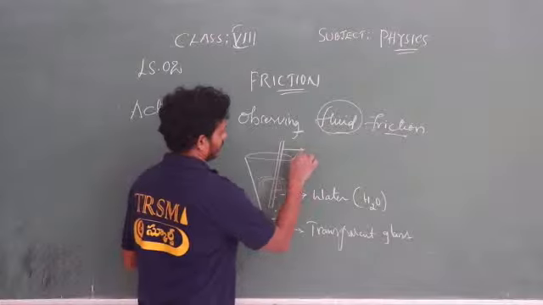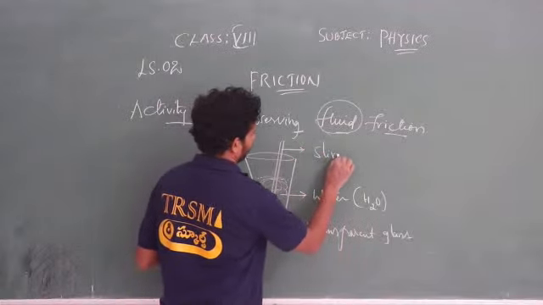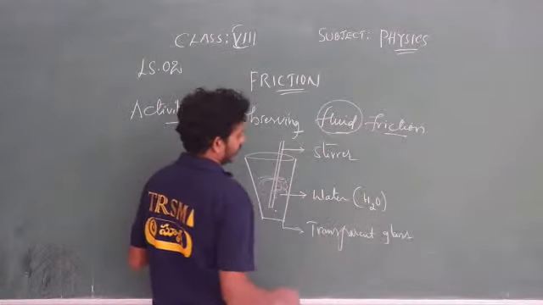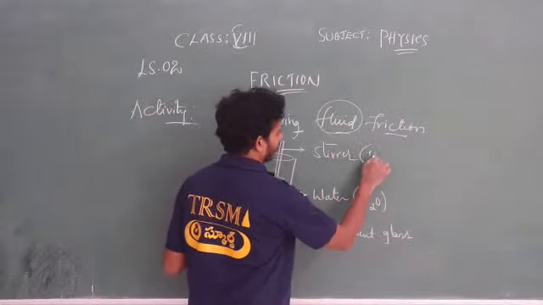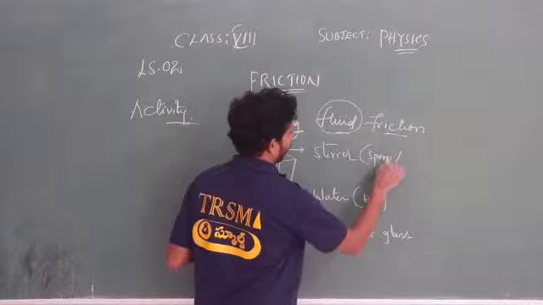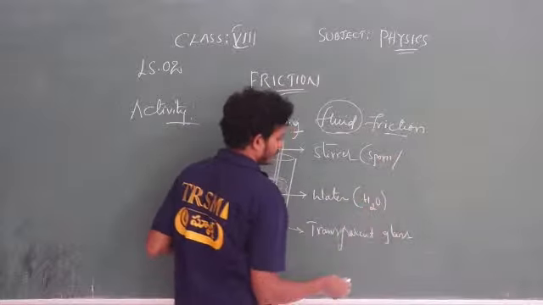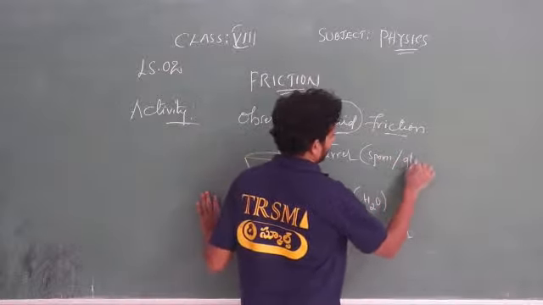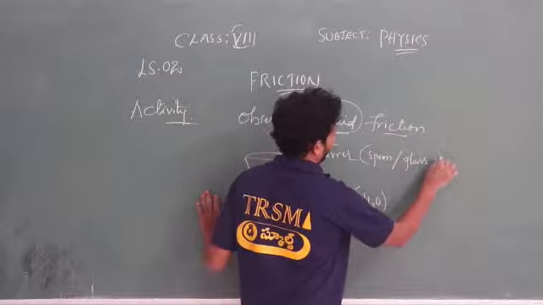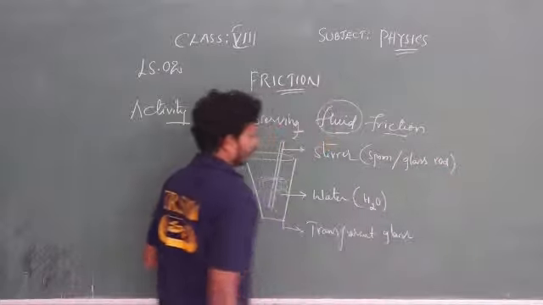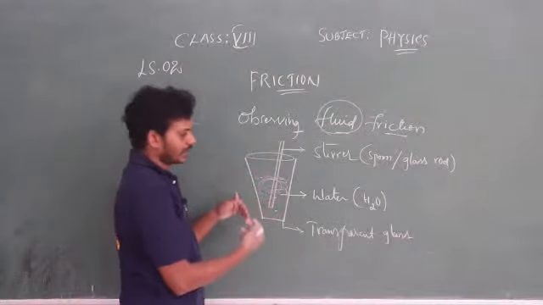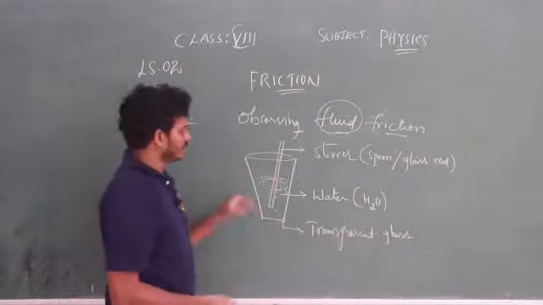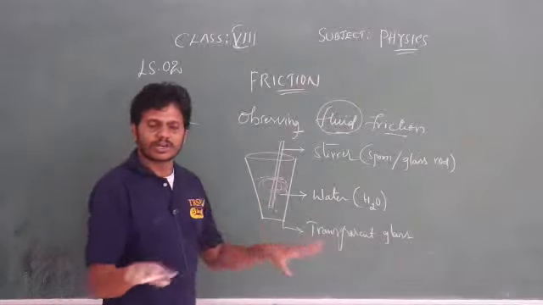And this is the stirrer. Stirrer. So this may be a spoon or glass rod. Okay, so it is stirred thoroughly. Now the water is swirling. It is turning around like this. So leave that like that without any disturbance.